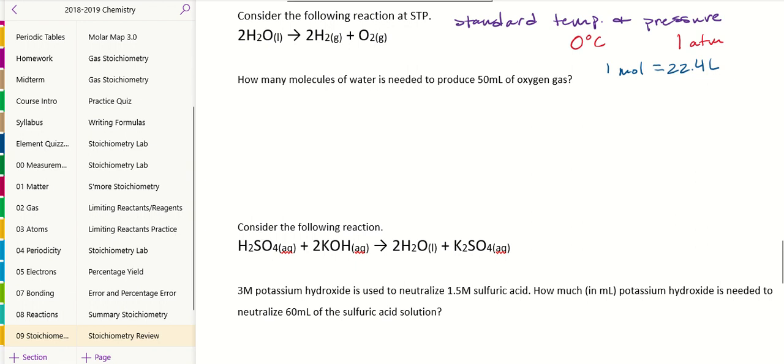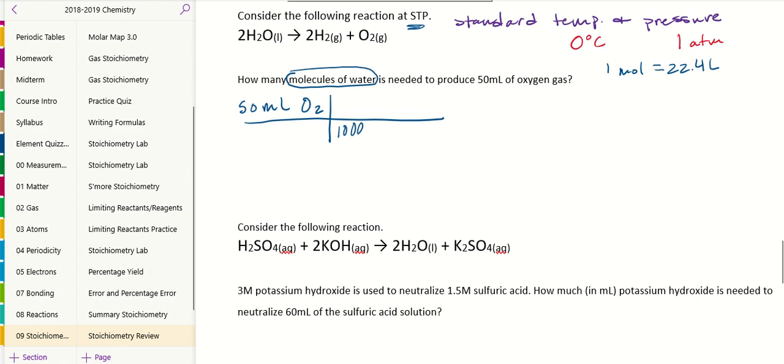All right, so we're starting with 50 milliliters of oxygen gas here. Where are we going to? Molecules of water. So at some point we need to use Avogadro's number to go to molecules. But first we need to get to water, particularly moles of water. So we're at milliliters of O2. I know at STP, 1 mole is equal to 22.4 liters, so we need to get our milliliters to liters.